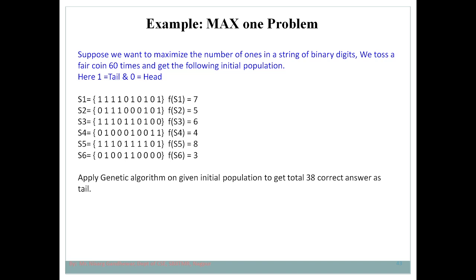So in case of genetic algorithm, you need to understand that there can be 2 terminating criteria. One is the number of iterations, and the second one is to satisfy a particular objective. That can be a maximize or it can be a minimize.